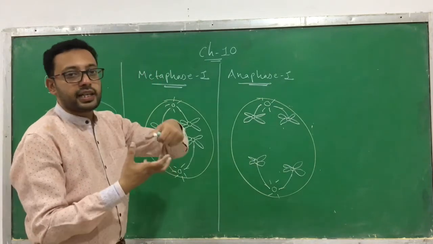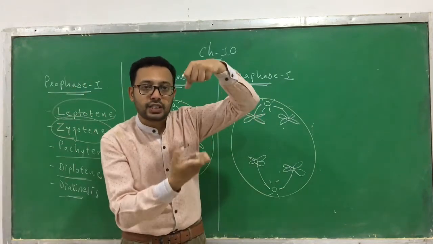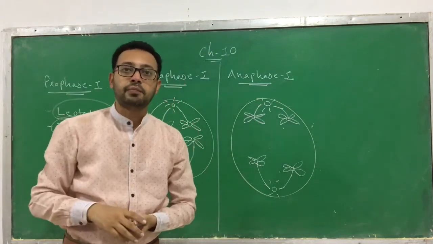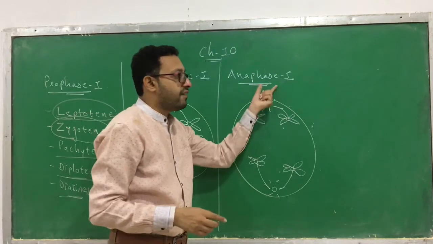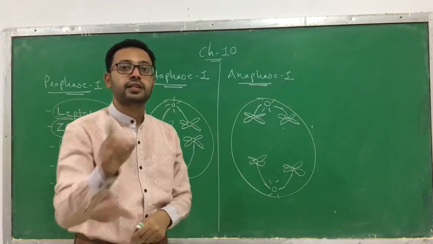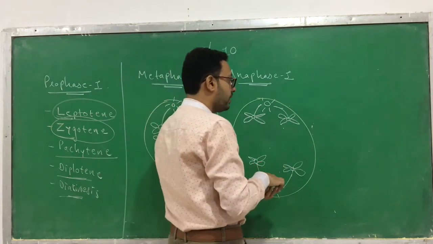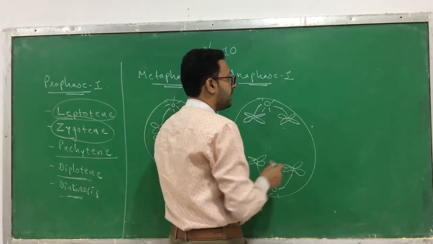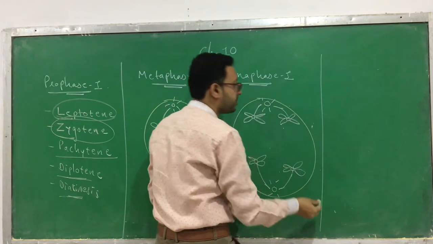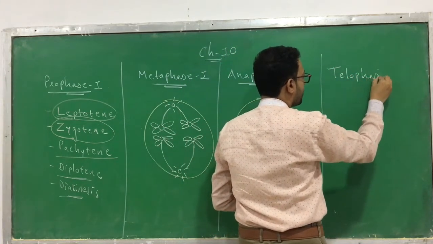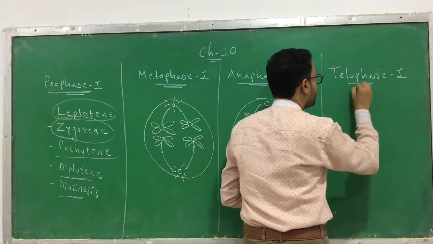So in anaphase 1, the spindle fiber starts to constrict, and the chromosomes move towards the respective pole. In anaphase 1, the splitting of the centromere does not take place. Once the anaphase is over, the last phase of meiosis 1 starts, and that is called telophase 1.